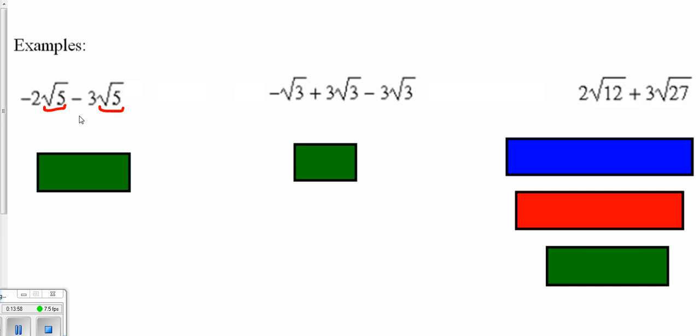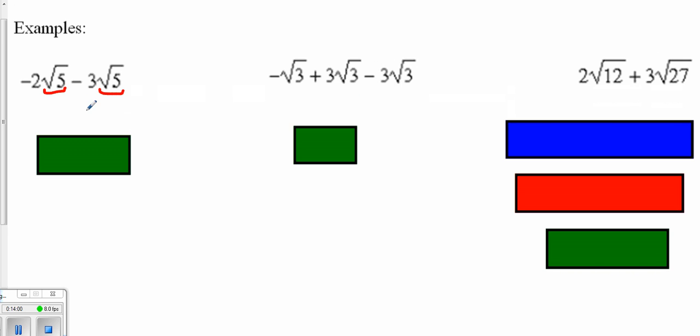So we treat it as though it was, in a sense, like a variable, and we'd say negative 2 minus 3 becomes negative 5. So this is negative 5 times the square root of 5. The square root of 5 stays the same. Again, that was kind of like our x, or our variable, and it's just the coefficient in front that changes.